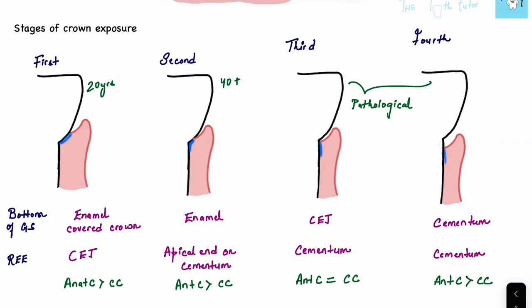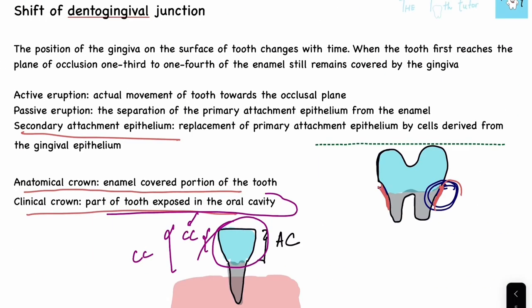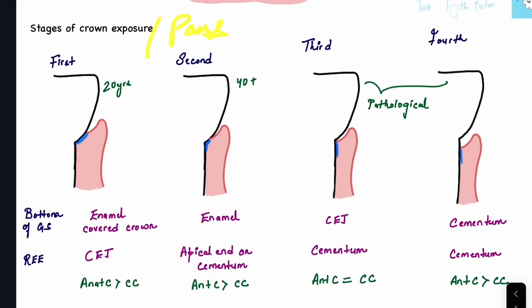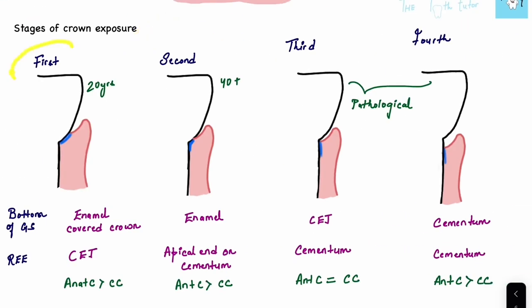Now moving ahead with the stages of crown exposure. This is basically how your gingiva recedes in the cavity. Stages of crown exposure is your recession of gingiva. There are four stages of crown exposure, and this is the same as passive eruption. Passive eruption was this recession of gingiva. So there are four stages: first, second, third, and fourth.